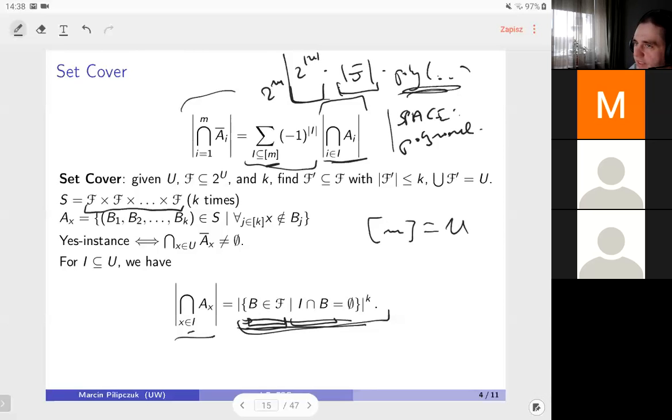So I hope this example, as the simplest example, is somewhat clear for you. If there are any questions, this is a very good moment to ask.